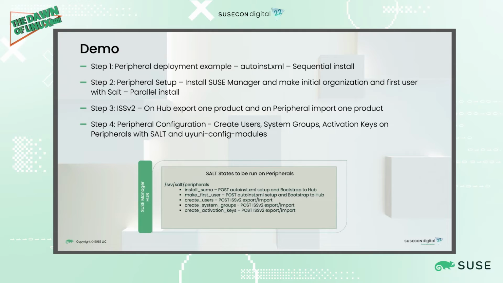For our demo, we will have 4 steps. In step 1, there will be a peripheral deployment example with AutoInst XML. This has to be done sequentially on each peripheral. For step 2, we'll have peripheral setup using Salt, installing SUSE Manager and making our initial organization and first user. For step 3, we will use ISS v2 on our hub to export one product and on our peripheral to import one product. For step 4, we have peripheral configuration, creating users, system groups, and activation keys on peripherals with Salt and the uyuni config modules that Ricardo has spoken about.